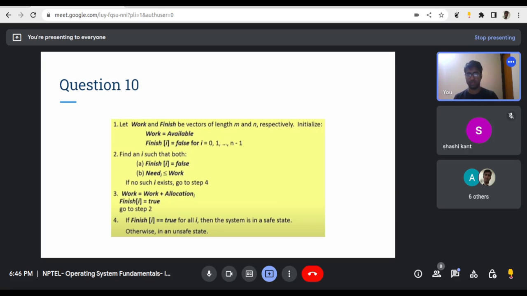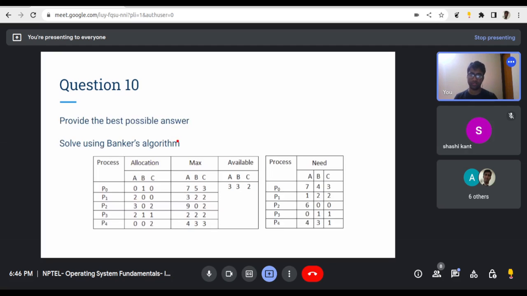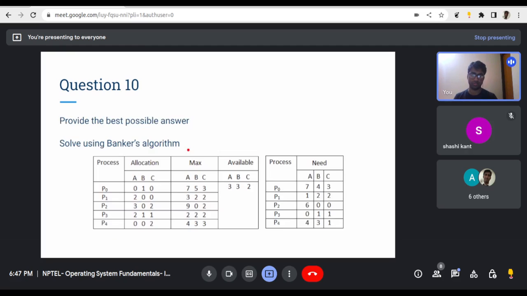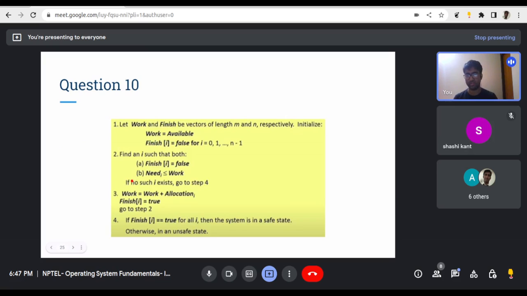There are two vectors that you need to use: a work vector of length m and a finish vector of length n. That is what you ultimately need to use, and that will do your work. At first you need to initialize work equal to available. So at first work will be equal to 332, and finish of everything will be false for all the processes. So finish of 0, 1, 2, 3, 4 will be false.